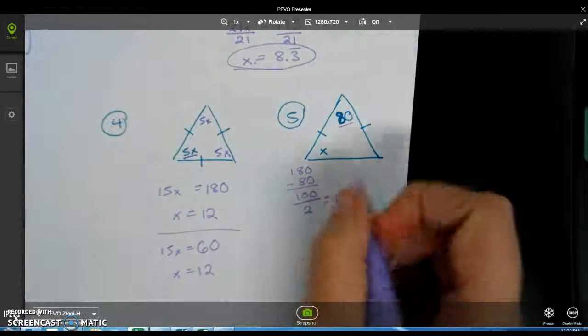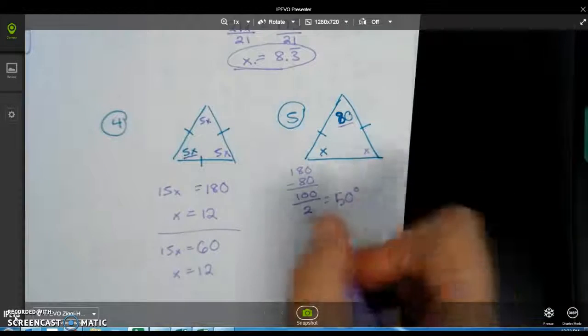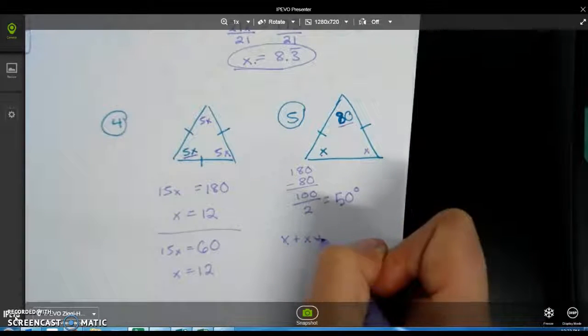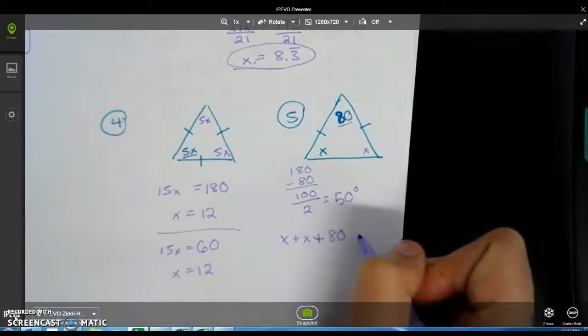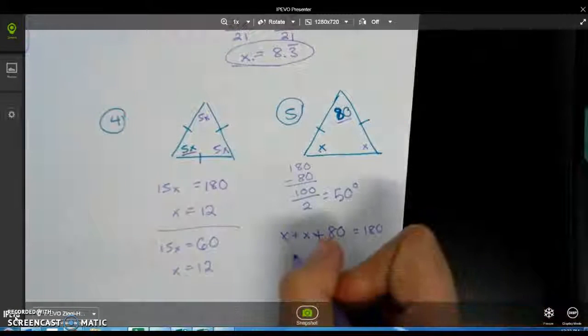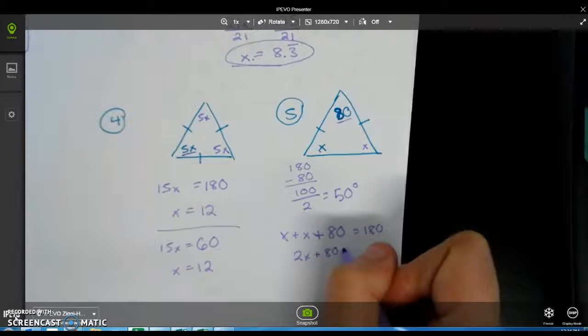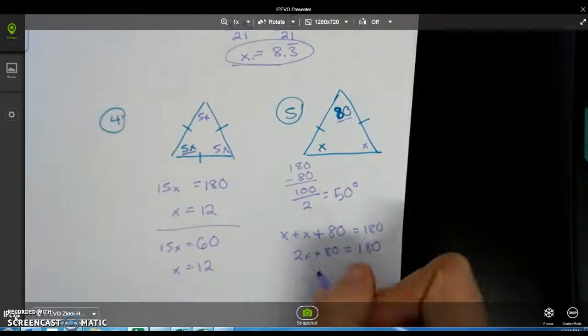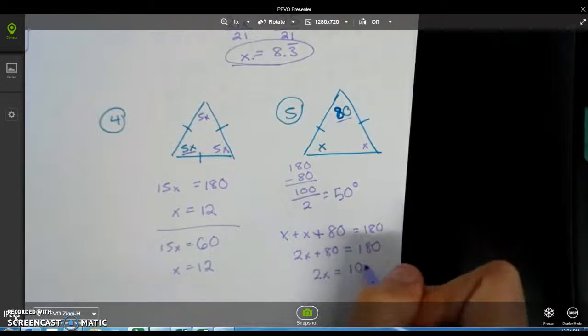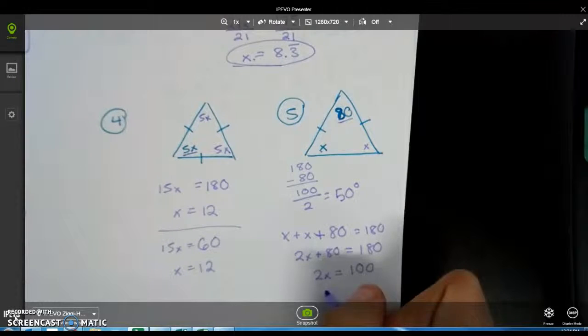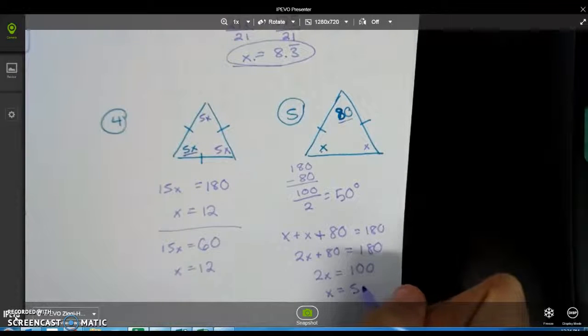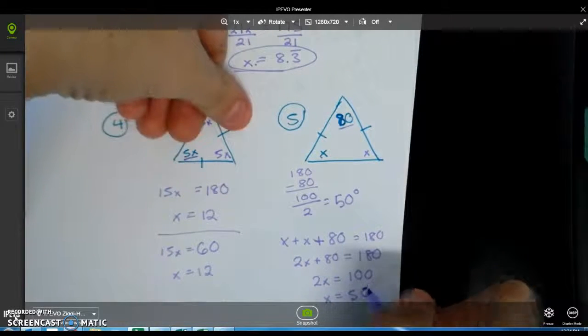Or I can say this is x, so this is x, so x plus x plus 80 is 180. 2x plus 80 is equal to 180. 2x is equal to 100 because I subtracted. Divide both sides by 2, I get 50.